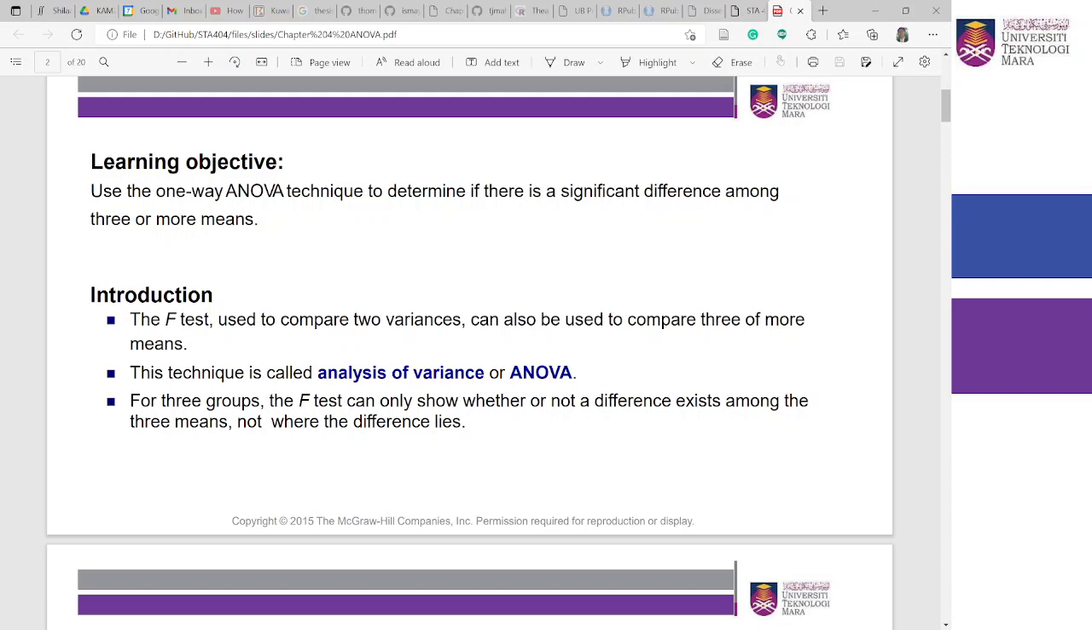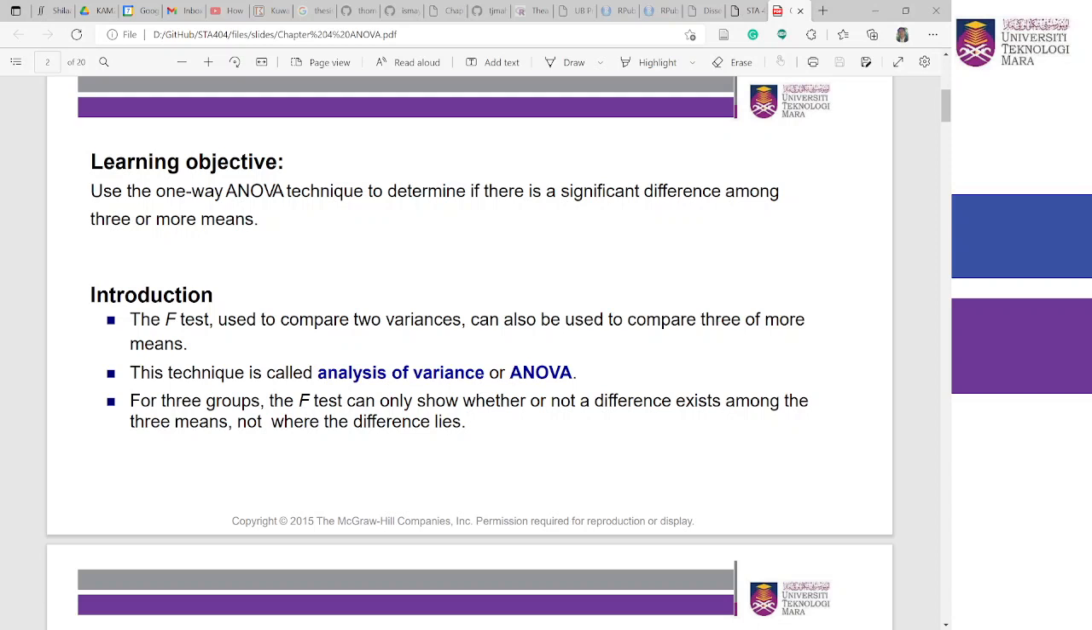Kalau, of course, in SPSS, we can run it together. Okay, we can run it together. Tapi, bila kita nak baca output, we always read the ANOVA first. If the ANOVA is significant, showing that there exists difference between the means, then we go for the result on the post hoc test.